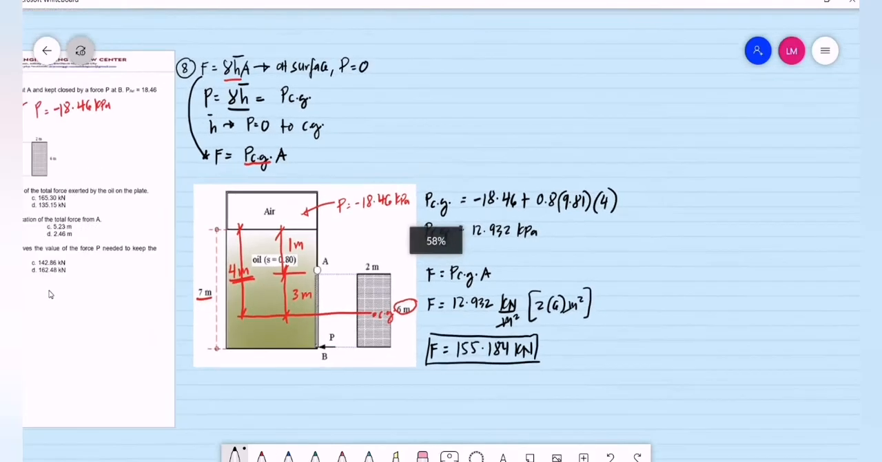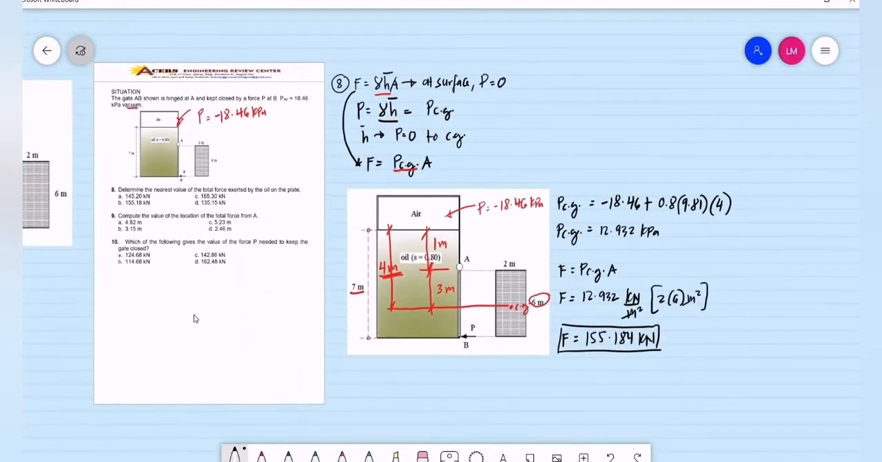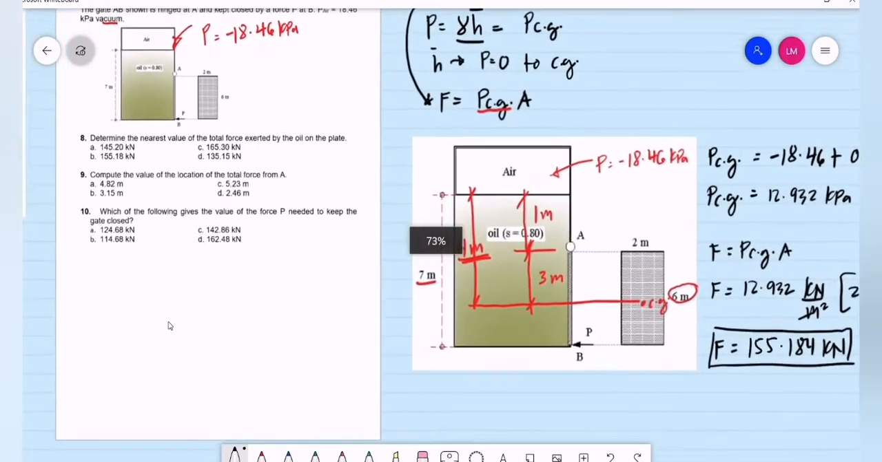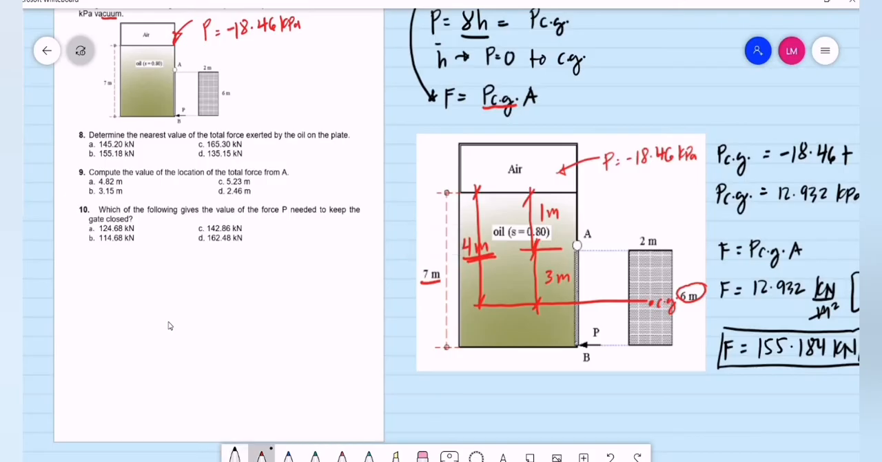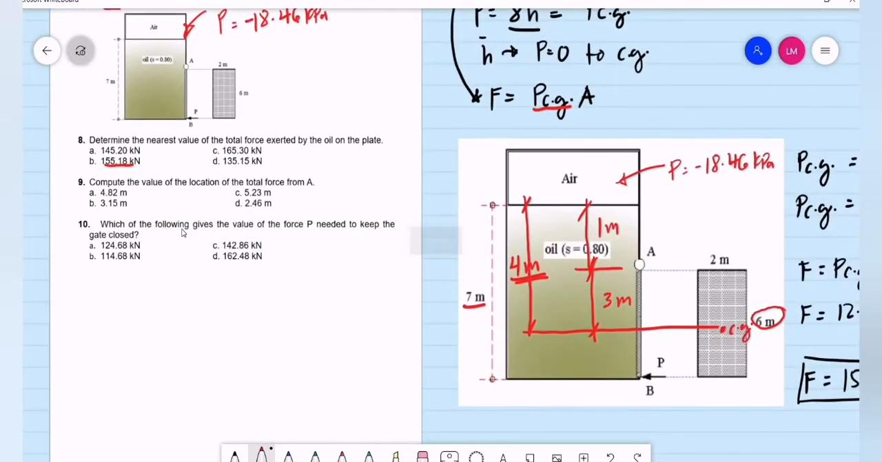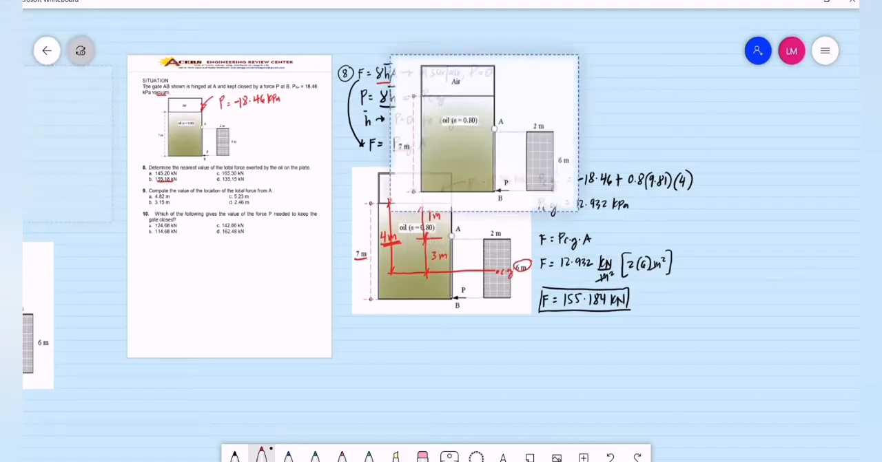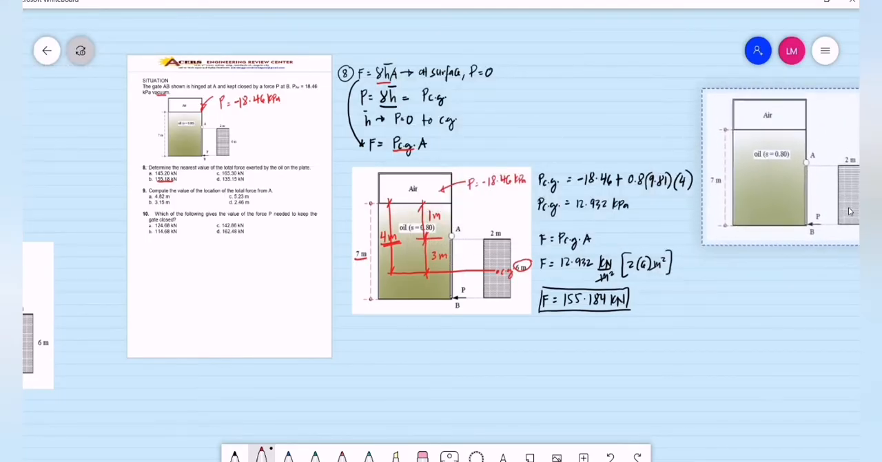If we check our choices, for 155.184, the closest value is letter B, that is 155.18 kilonewtons. The next item, item number 9: compute the value of the location of the total force from A. So let's have another figure. This is for problem number 9.